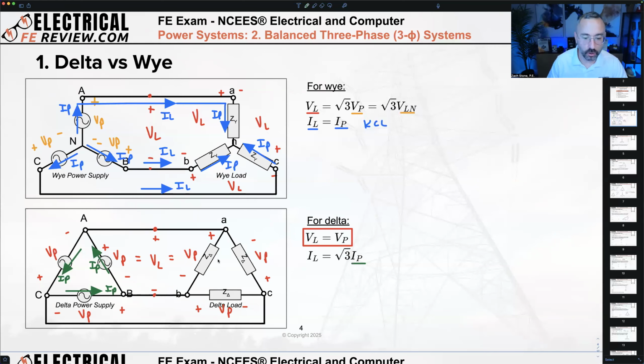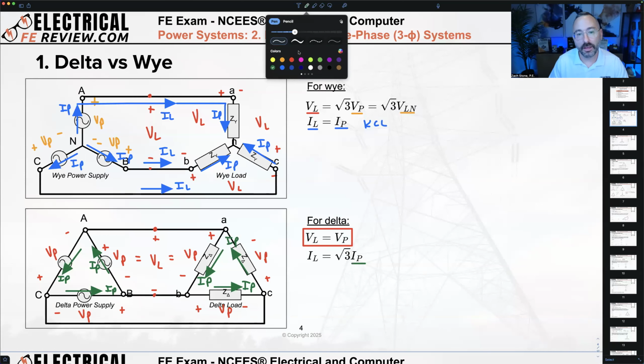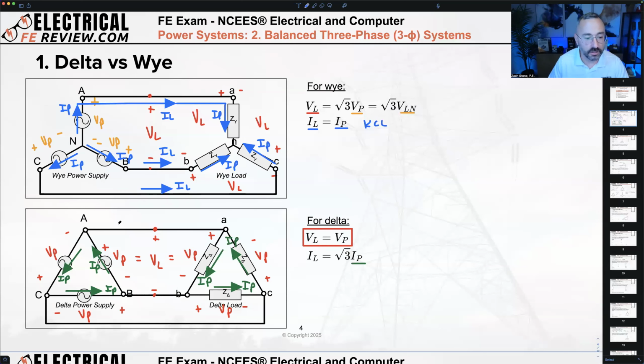All right, on the load, here is the A phase current. Again, just calling it I phase for simplicity. Here's the B phase current from B to C, C phase current from C to A. All right, what do you notice compared to the line current traveling across the conductors?